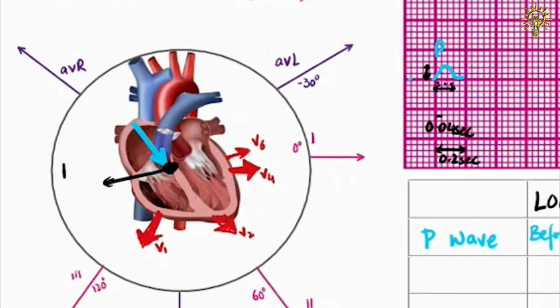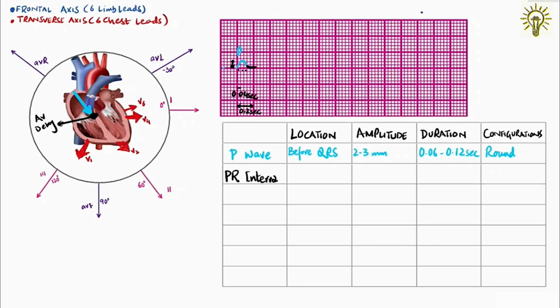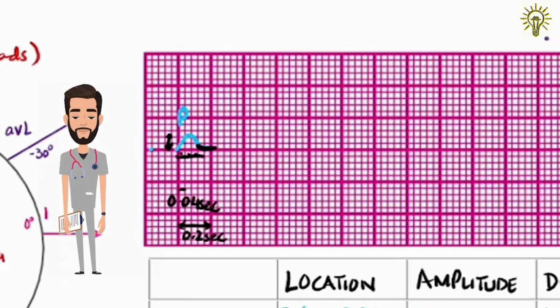After the P wave comes the AV nodal delay, seen on ECG as the PR interval. PR interval duration is 0.12 to 0.2 seconds. In other words, roughly 3 to 5 small boxes.